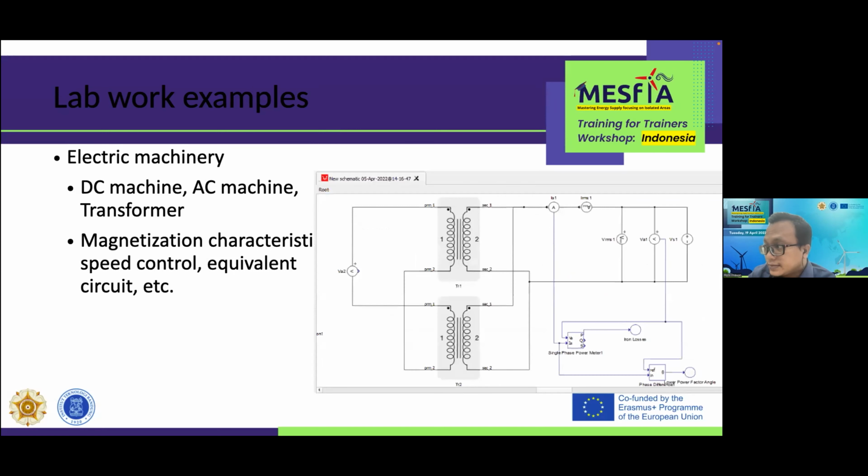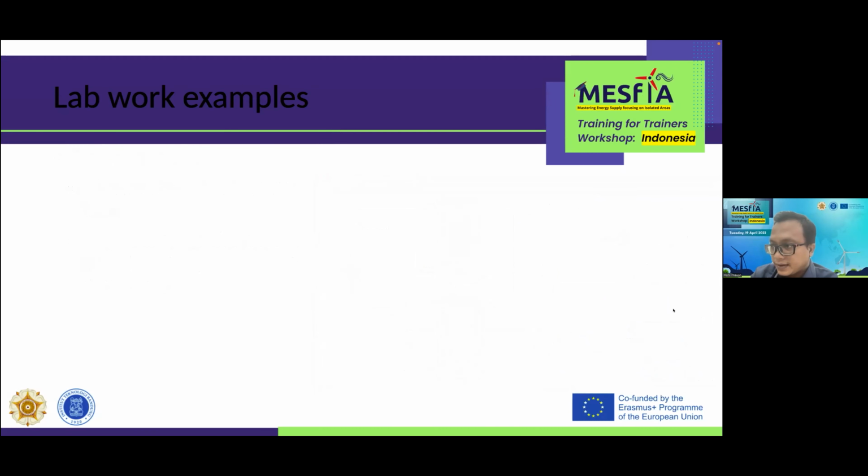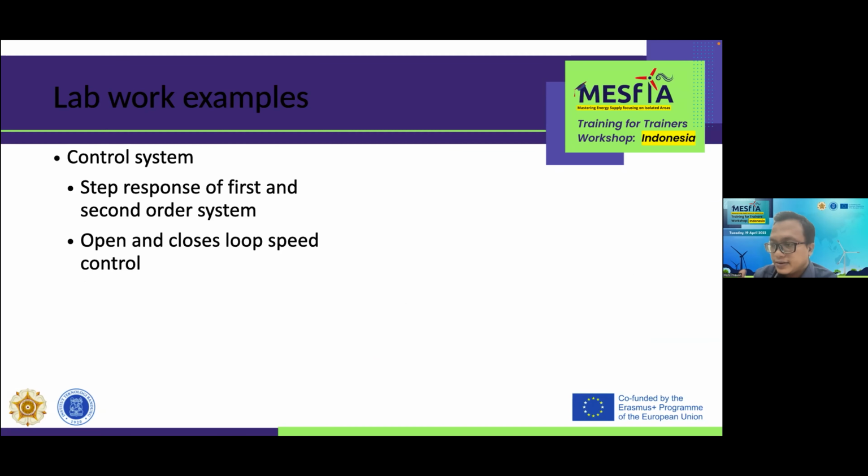And this is a transformer. When we have two transformers, we are paralleling the transformers to work together and see how it looks in a system. We measure the voltage, the currents, and also the power factor angle. That is on the machine side. And the control system we can also develop using Typhoon.